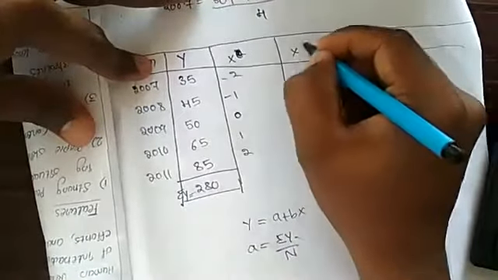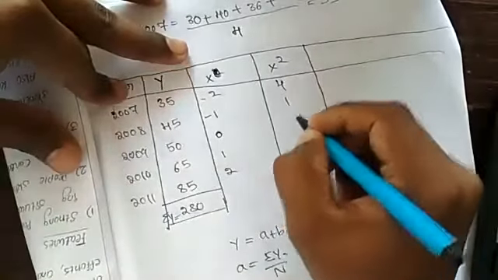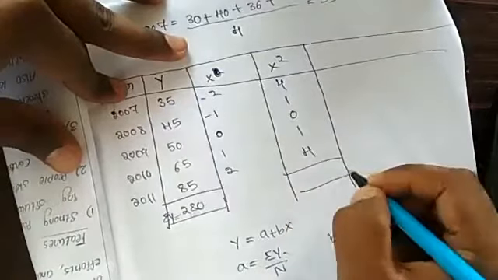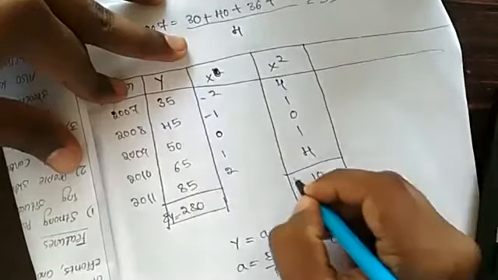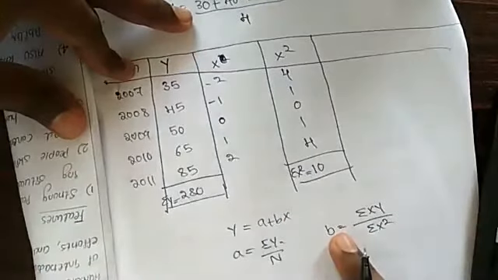Now we can find out x square. That is 4, 1, 0, 1, 4. Find out total of x square, that is 10.